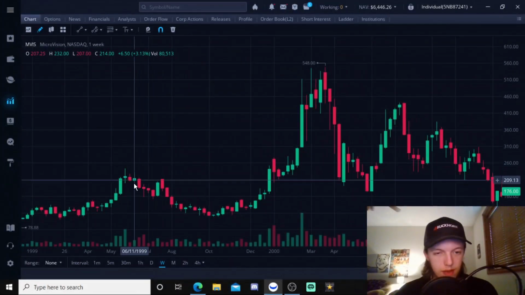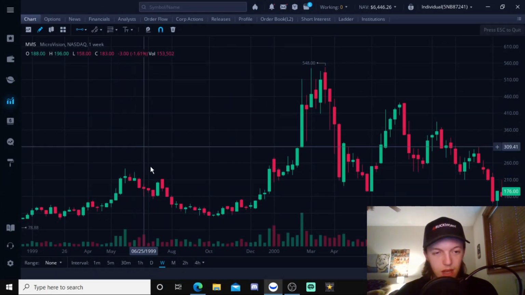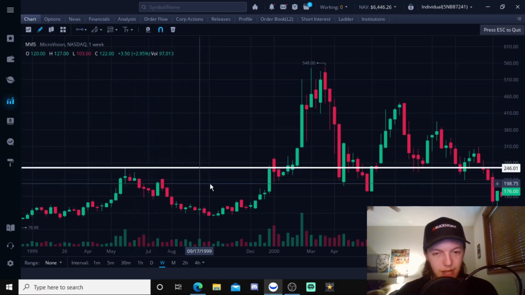This is kind of what you have. This is your cup, right? This is the first half of the cup. This is the second half of the cup. But you may notice the resistance line, right? That top touch point that I was talking about, it's not that perfect, right?